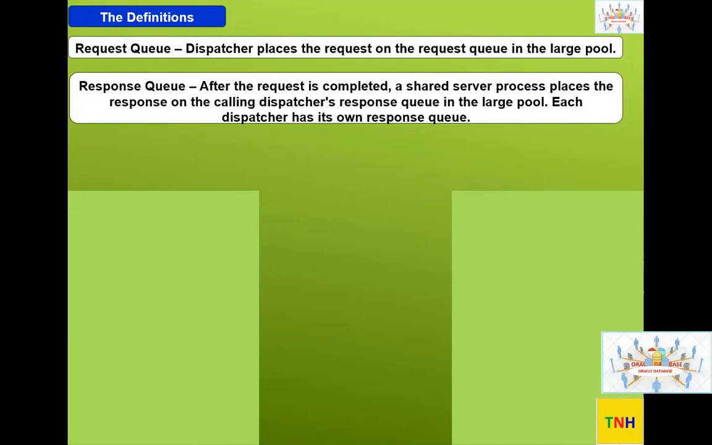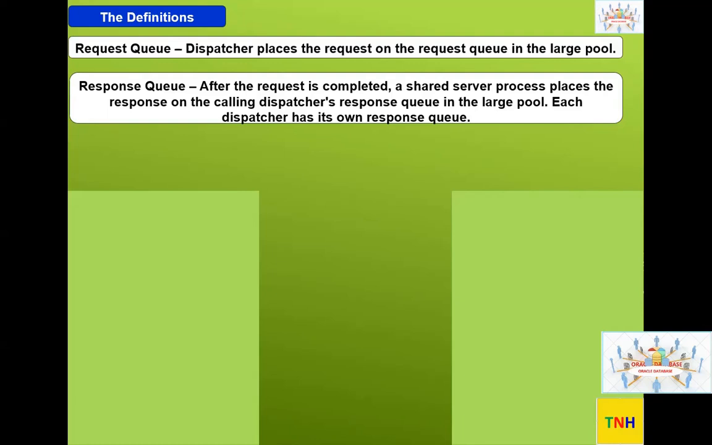Because request queue is what? The incoming connections by the listener process will be queued in order to be verified by the database server. Once verified, it will be put back to the response queue of the relevant dispatcher. Not like in a dedicated connection, where the listener can right away talk to the server process. Server process means Oracle server process. Whereas in the shared server environment, the listener has to go to another process called dispatcher in order to talk to the Oracle database server.